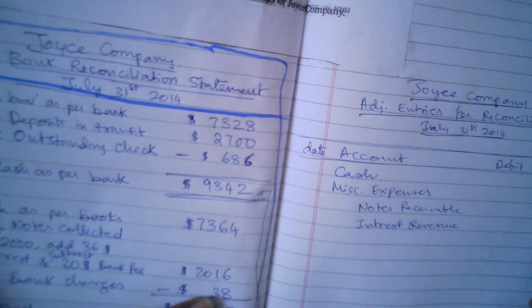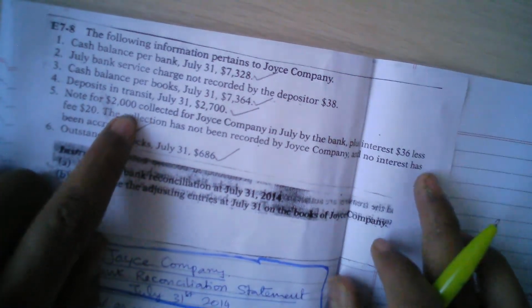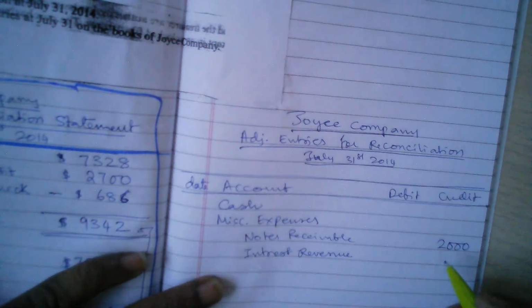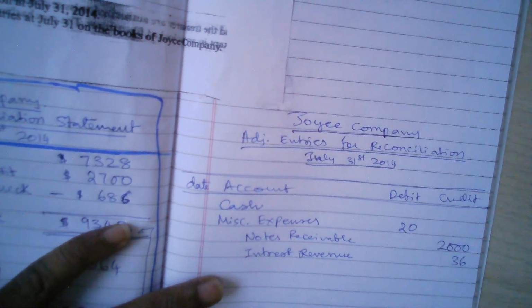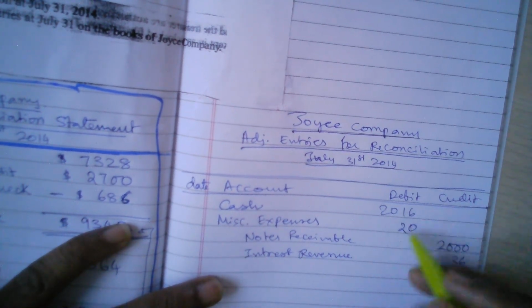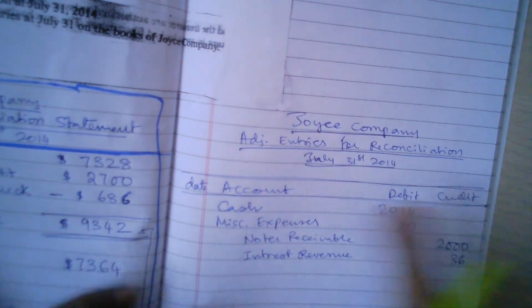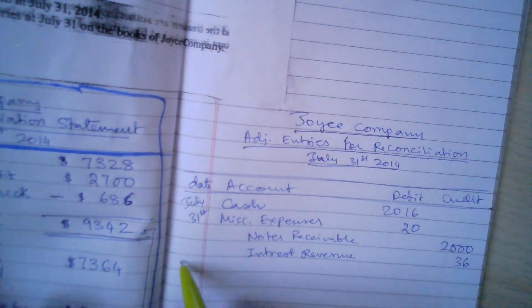And if you look at the data, the notes receivable was 2000. Interest revenue is 36, and the miscellaneous fee is 20. Okay, so to make the debits and credits both equal, see what is the total credit? 2036. And what is the total debit? 2016, so if I add 20, then it will also become 2036. So total debits equal total credits, and this entry will be correct. Okay, so this is July 31st, and this is one entry.